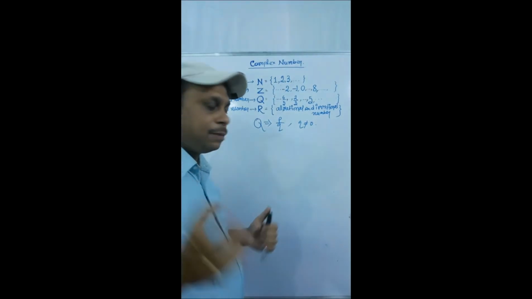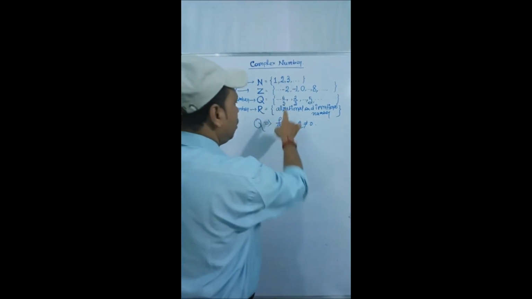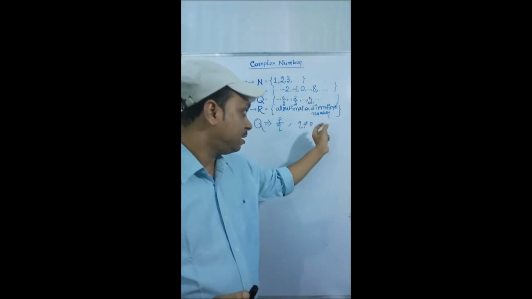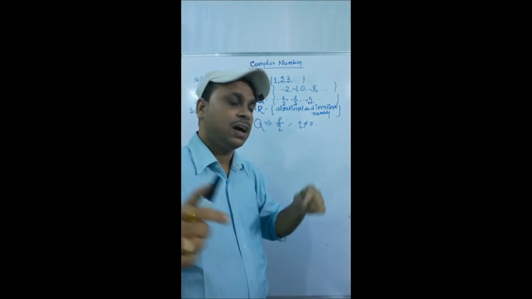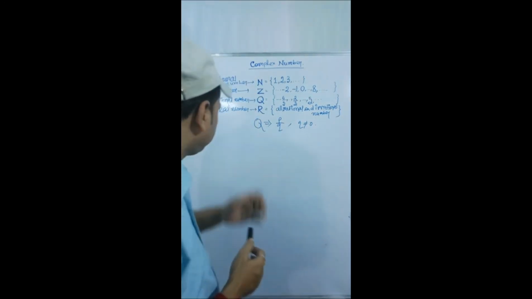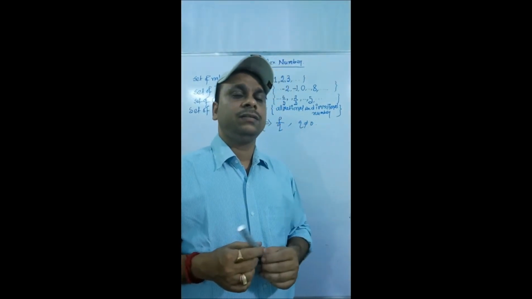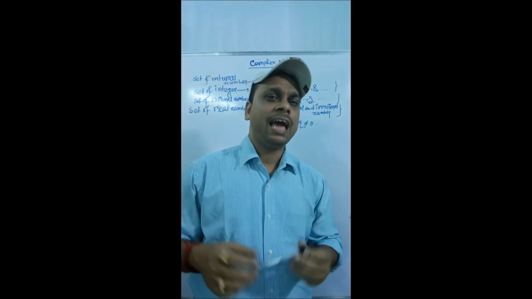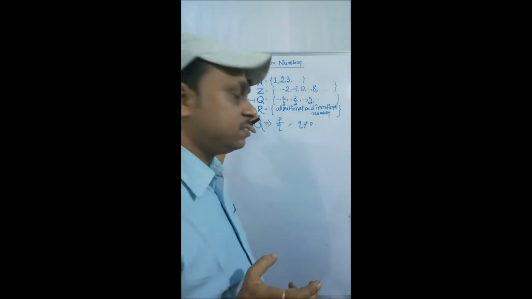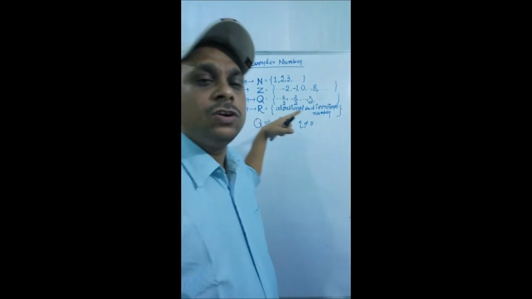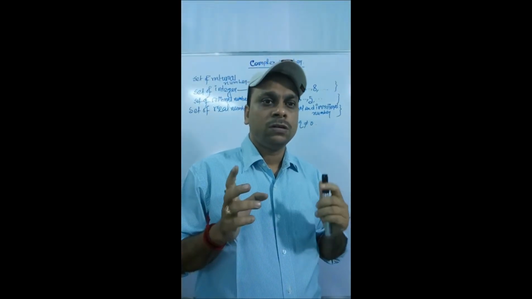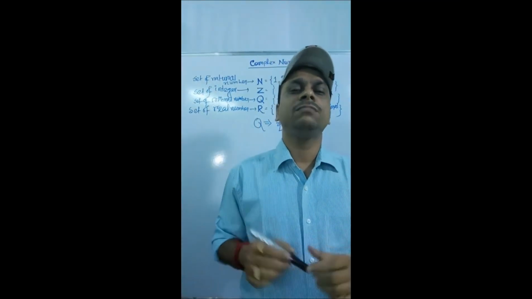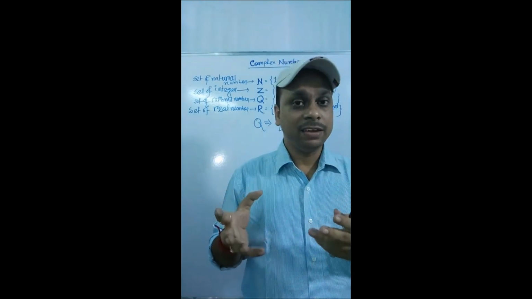The set of real numbers is denoted by R, where all rational and irrational numbers belong to the set R. Despite knowing about the given sets, we must know why we need to discover the set of complex numbers as a new set.